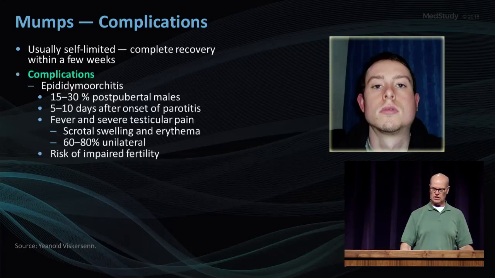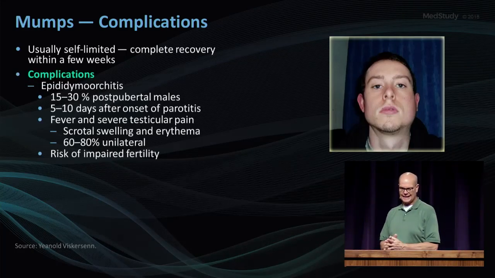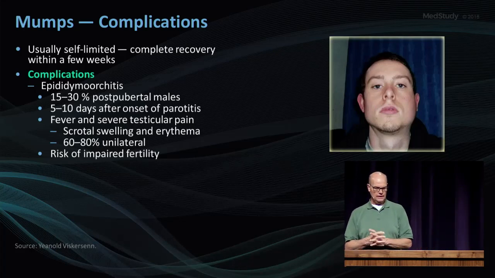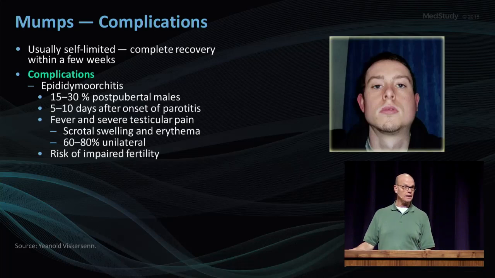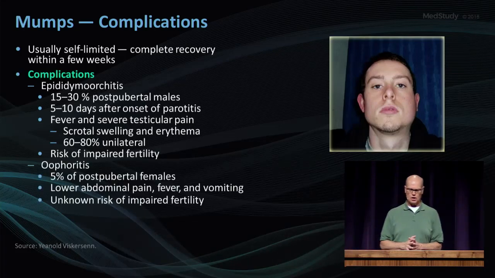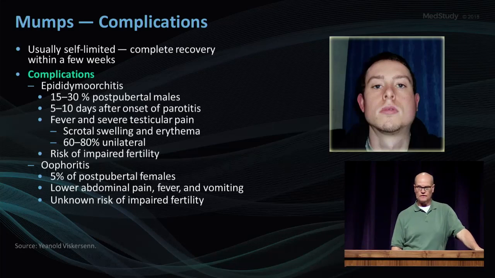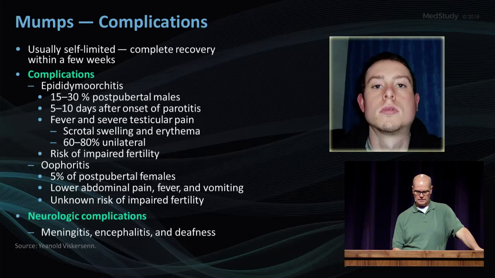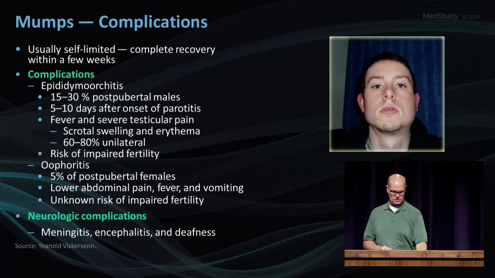Complications, it's typically self-limited, but especially orchitis in postpubertal males is relatively common. Testicular pain at times can be severe, and it's usually unilateral. This might be in your differential of an acute testicular torsion, like we mentioned earlier this week. It is possible also in young post-pubertal females, but far less likely to complicate than in males. And neurologic complications are rare, but they can be significant.